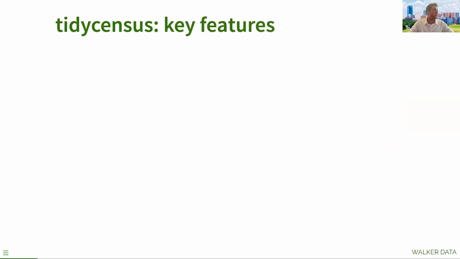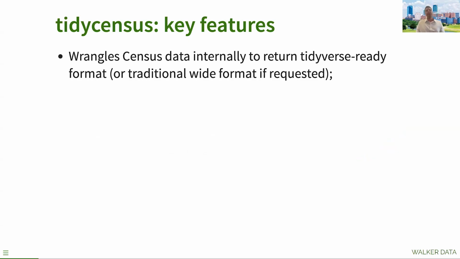And so talking through some key features, and I'm going to provide one caveat as we talk through this. A key feature of tidycensus is it acquires census data for you from the Census API, and then it wrangles it for you. So it puts it into a format ready to go for analysis with the tidyverse, which is an extremely popular data wrangling framework in R.